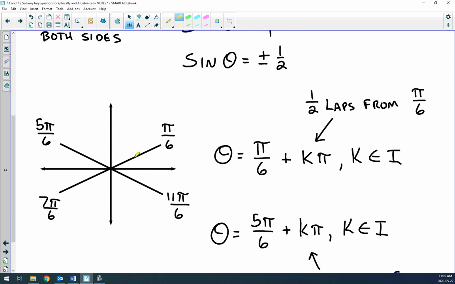We can go a half lap. So pi/6 and a half lap would take it to 7 pi/6. Another half lap would take us to pi/6 again, and then it just keeps working around. So we can split this one into 2 also.